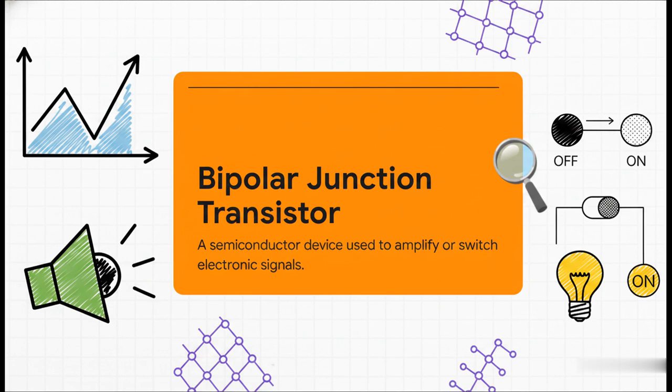Now, before we get completely lost in the complex physics, let's ground ourselves with a simple definition. At its core, a BJT is a semiconductor device that does two main things. It either amplifies electronic signals or it switches them. That's it. Whether it's boosting an audio signal so you can actually hear it, or acting as a binary on and off switch in a massive processor, amplifying and switching are its foundational pillars.